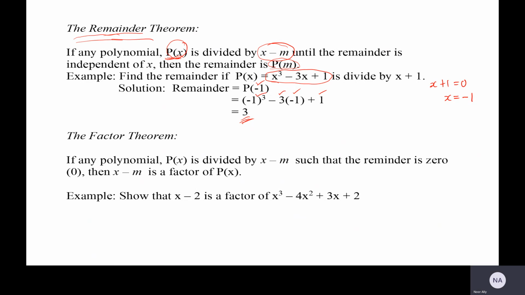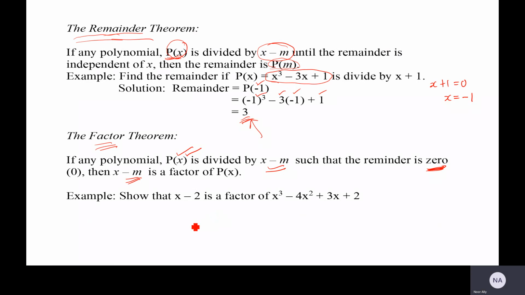A variation of that remainder theorem is the factor theorem. The factor theorem states that if you take a polynomial, divide it by a linear divisor such that the remainder is now 0, then that particular divisor is a factor. In other words, if we get 0 over here after substitution, then we know it's a factor.